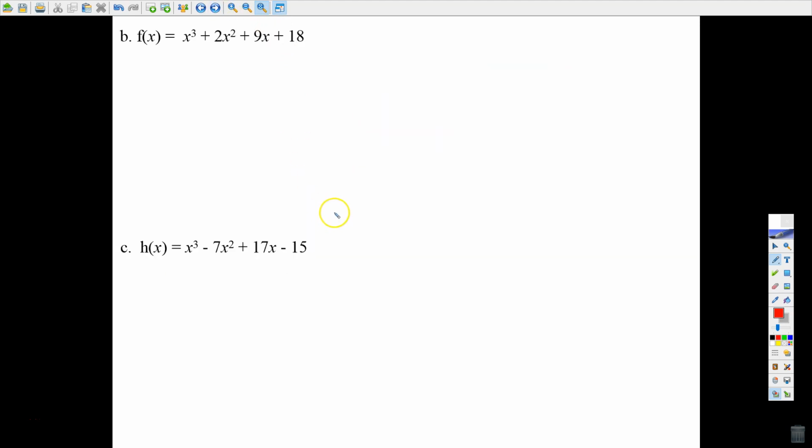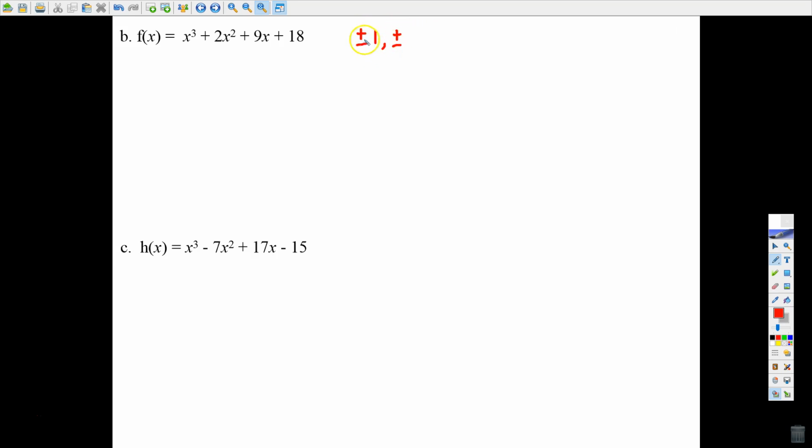Okay, let's try another one. Now letter B represents a unique opportunity to save ourselves some time. If you can, in the future, you might want to pay close attention to when you're asked to find all of the zeros of a function like this, and factoring isn't possible. Just notice that if you take these coefficients 1, 2, and 9 and multiply them together, you end up with the constant. So this doesn't happen every time, but when it does, it will save you the time from having to test all of the numbers that we would get out of the rational root theorem.